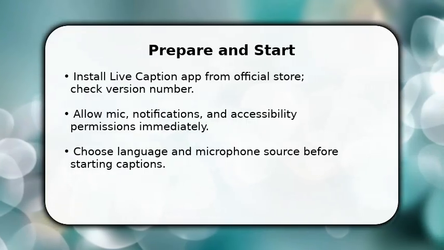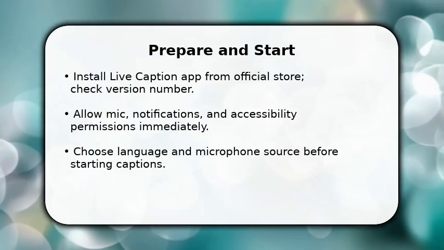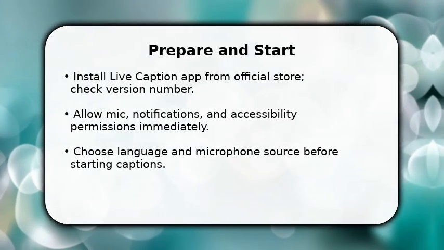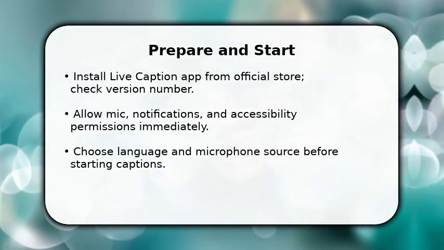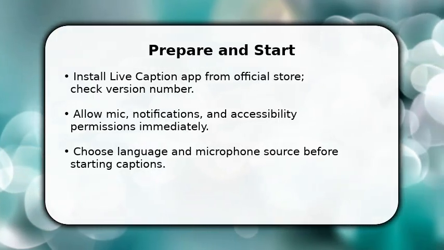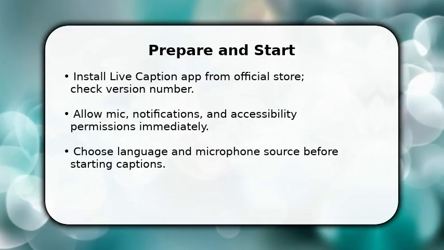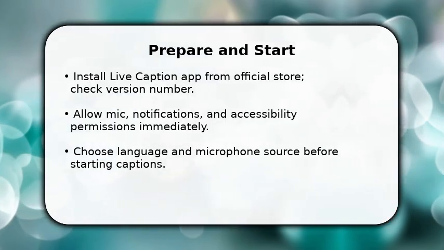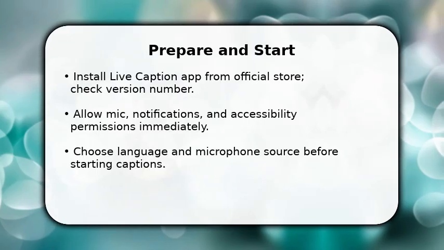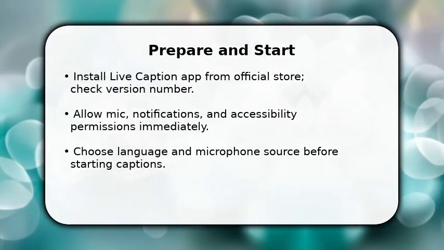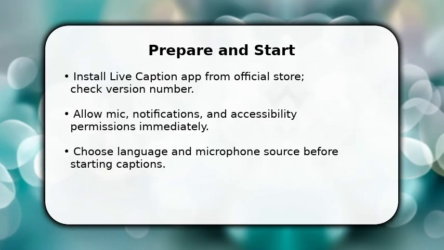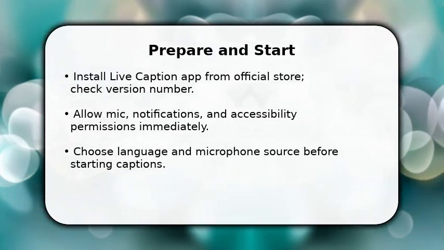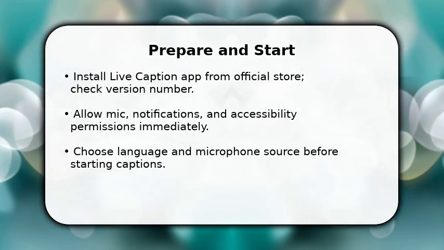You'll begin by getting the essentials in place so captions work reliably. Install the app, then grant microphone and accessibility permissions so audio can be captured. This is critical for accuracy. Once permissions are given, open the app and pick your spoken language and the mic source: built-in, Bluetooth, or wired. Tap Start Captions to begin real-time transcription. Doing this now avoids permission interruptions later, and it ensures the app can access audio streams for live processing.